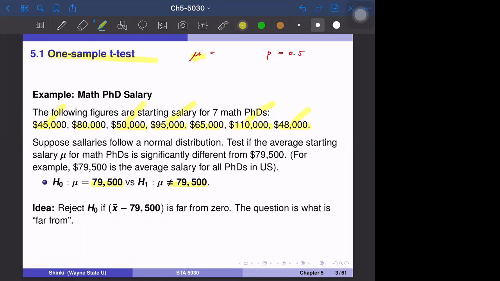So then, what's the most useful information? So the most useful information is whether sample mean X bar is far away from 79,500. If X bar is 100,000, probably that's significantly more than mu, so we can reject H naught. But if X bar is only 79,600, probably the difference is negligible. So one important quantity is this X bar minus 79,500.